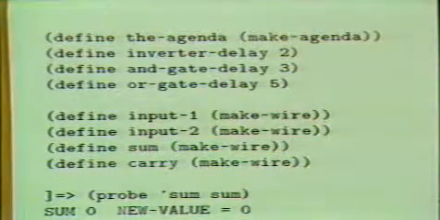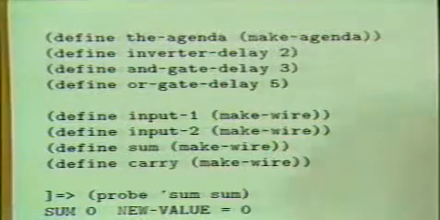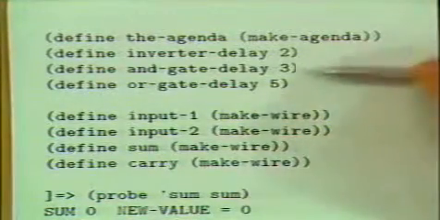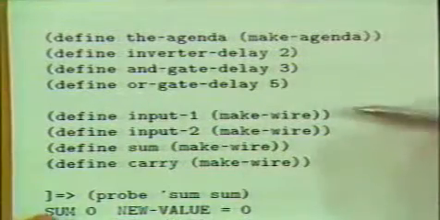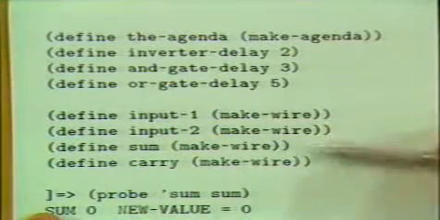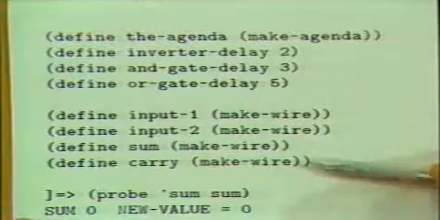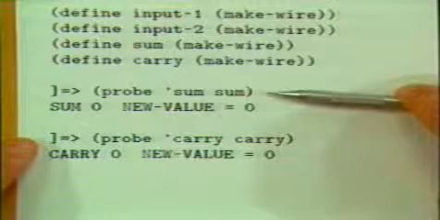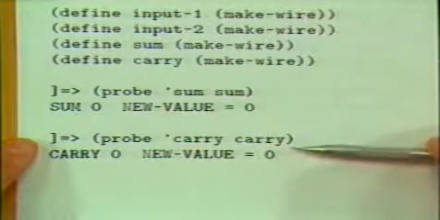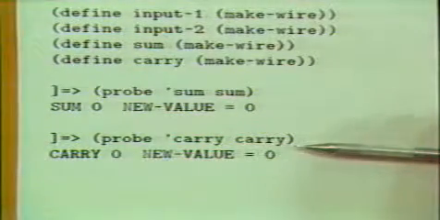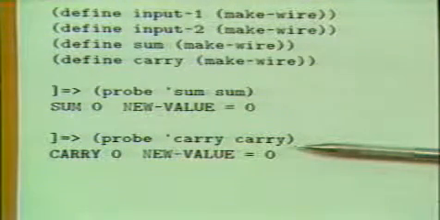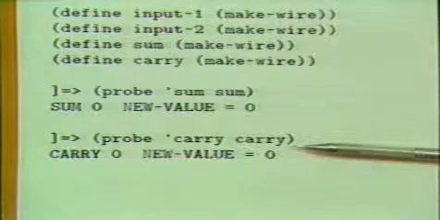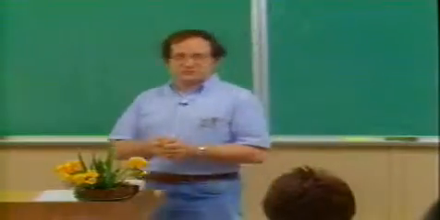Well, in any case, what we have here is a few simple things, like there's inverter delays being set up and making a new agenda, and then we can make some inputs, okay, input 1, input 2, a sum and a carry, which are wires. I'm going to put a special kind of object called a probe onto some of the wires, onto sum and onto carry. Okay? A probe is an object that has the property that when you change a wire it's attached to, it types out a message. It's an easy thing to do.